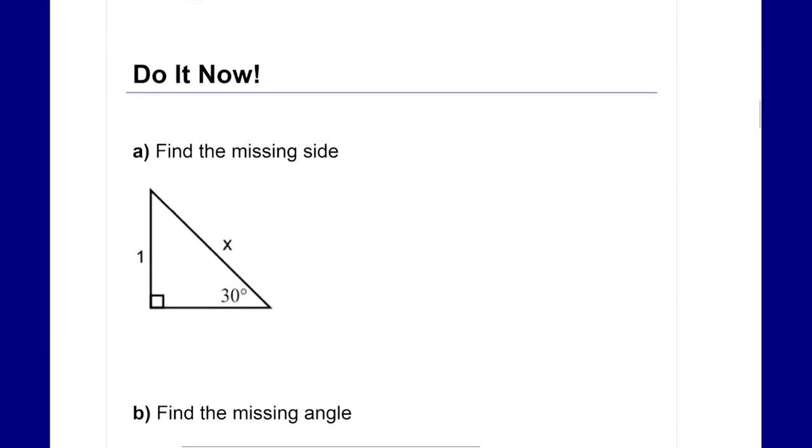So let's use that to help us find the missing side. I have my angle. I want to then label the sides that I'm given. I do have my opposite here, and I have my hypotenuse. So because I'm dealing with O and H, I'm going to be using sine. So sine theta equals the opposite over the hypotenuse. Sine of 30 is equal to 1 over x.